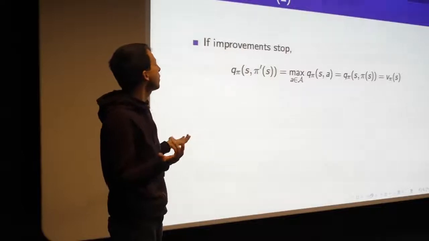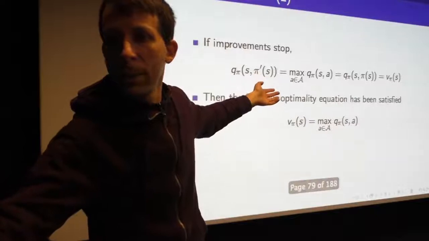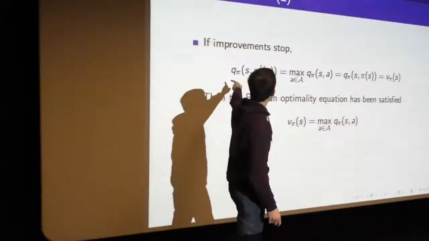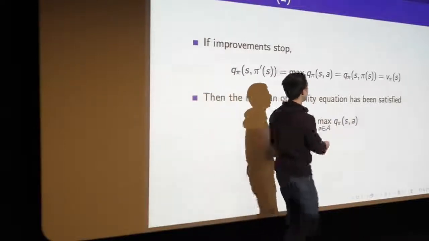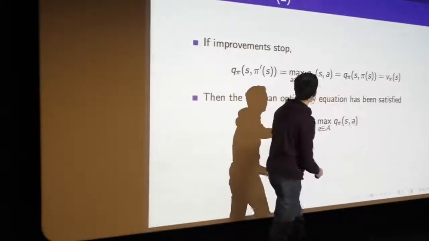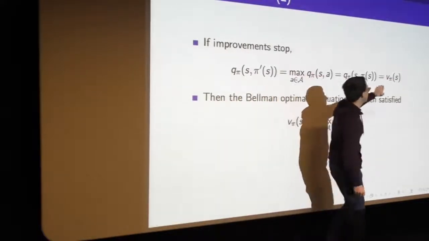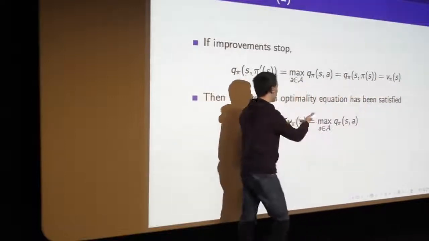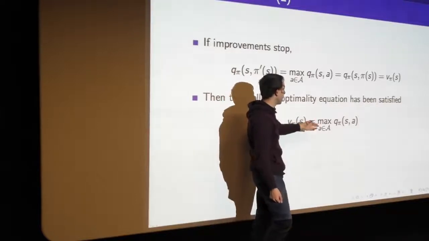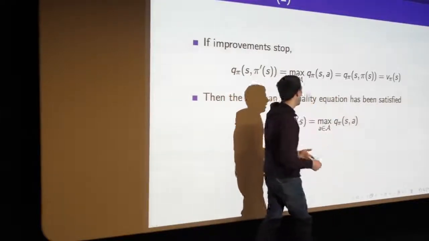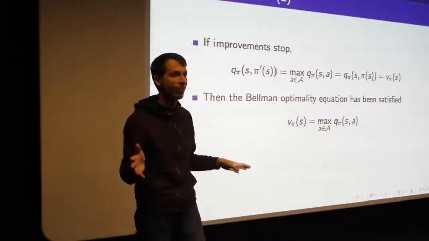And we want to know, what do we know about this? The good news is that if improvement stopped, then we've just written out the Bellman equation. In other words, if this is satisfied, then we have satisfied the Bellman optimality equation. So we've got v pi here, and the max q pi here. We've basically said this is equal to this, and that's one form of the Bellman optimality equation: the value of state S is equal to the maximum over the q values. That's the one-step look-ahead form of the Bellman equation that we saw in the last lecture.